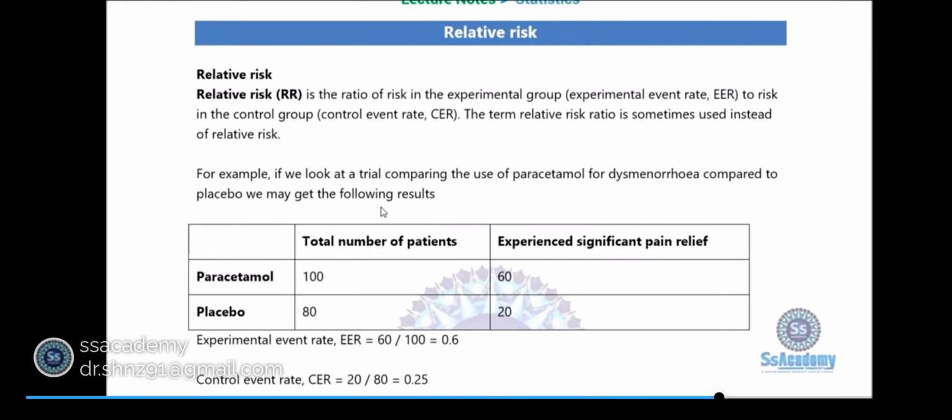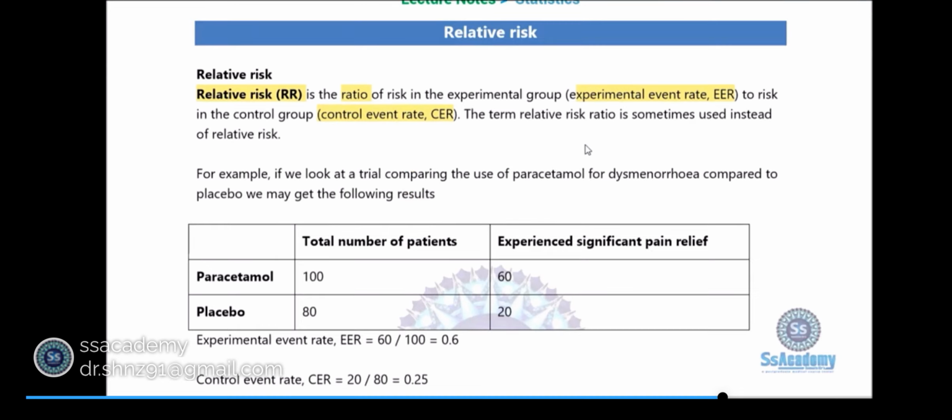Relative risk. Relative risk is the ratio of the risk in the experimental group to the risk in the control group. So relative risk is nothing but the ratio of the experimental event rate to the risk in the control group, meaning the control event rate. Experimental event rate and control event rate.